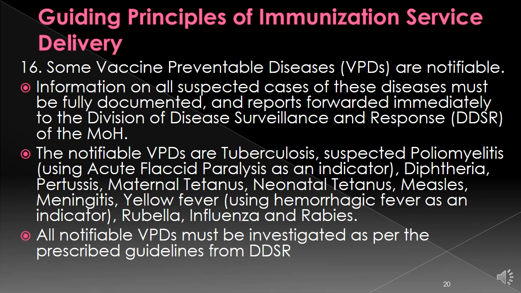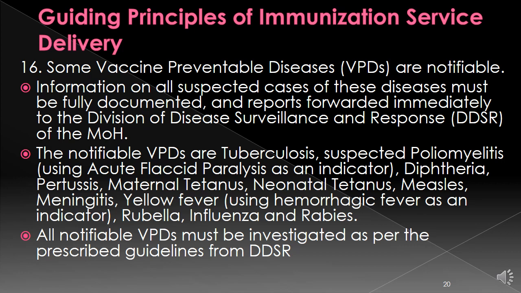Principle number 16. Some vaccine preventable diseases are notifiable. Therefore, information on all the suspected cases of these diseases must be fully documented and must also be reported forward immediately to the Division of Disease Surveillance and Response of the Ministry of Health in whatever county you may be practicing in. What are some of these notifiable diseases?